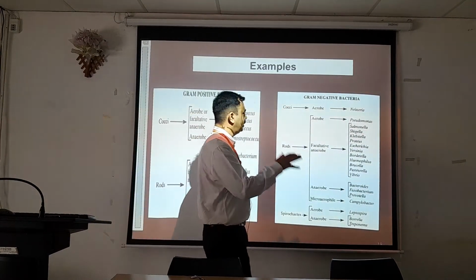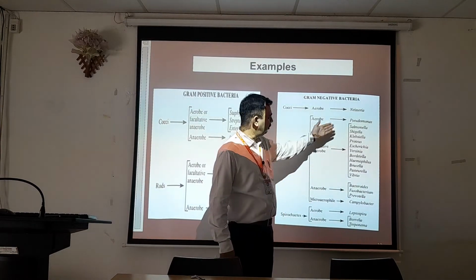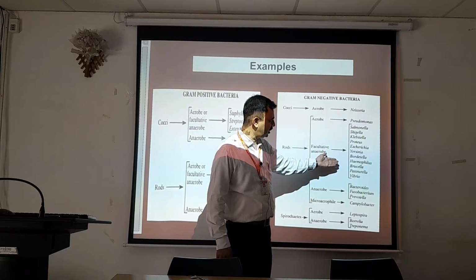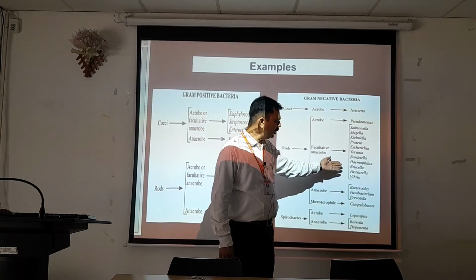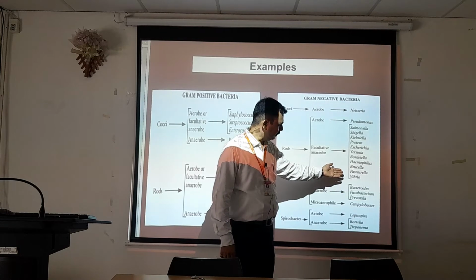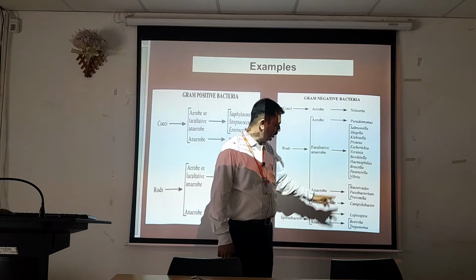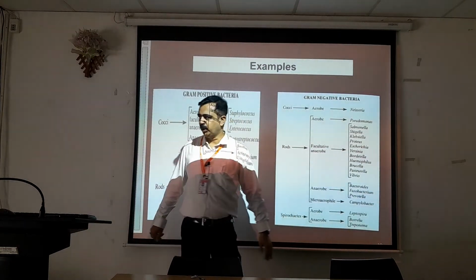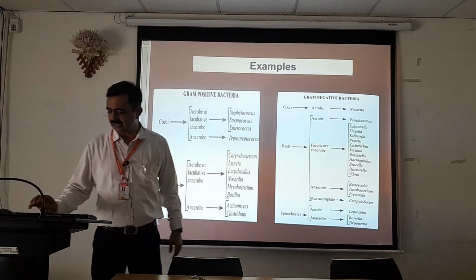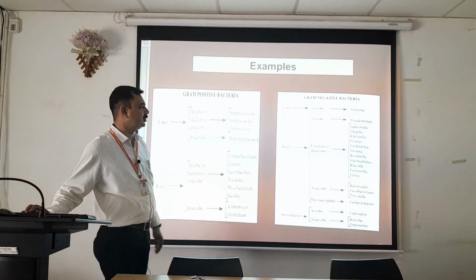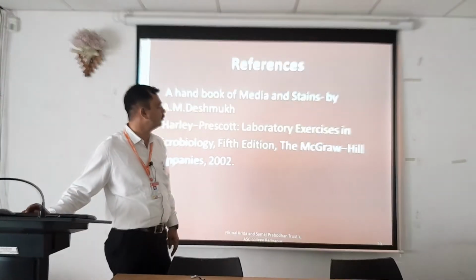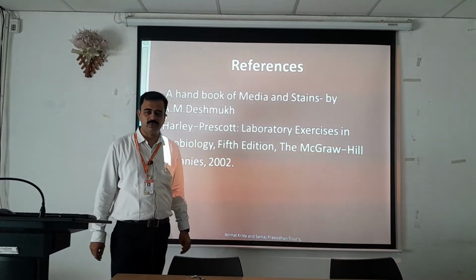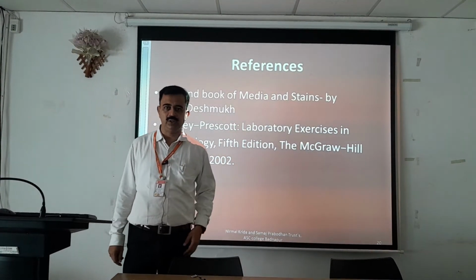While on this side, the gram negative bacteria may be Pseudomonas, Salmonella, Shigella, Klebsiella, Proteus, Escherichia, Yersinia, Bordetella, Haemophilus, Brucella, Pasteurella, Vibrio, Bacteroides, Fusobacterium, and Leptospira, which are also classified in that way. So these are certain examples of gram positive and gram negative bacteria. Correct? So these are certain references. You can use these references for your further studies or further reading.